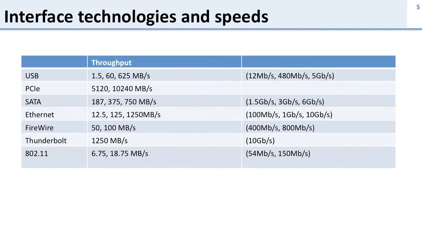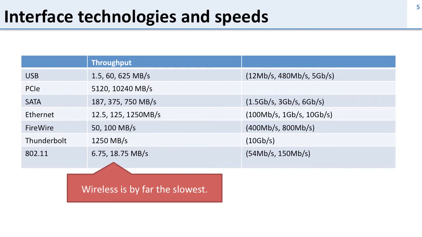Let's take a look at some of the speeds that these technologies provide. Here we can see across those different technologies the sort of data transfer speeds that they provide. There are some interesting things to note here. First of all, wireless is by far the slowest of all of these. The reason it's so slow is that it's just much harder to send data over a radio than it is to send it over a wire.